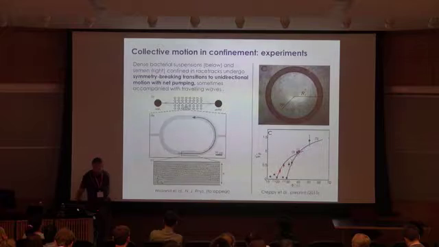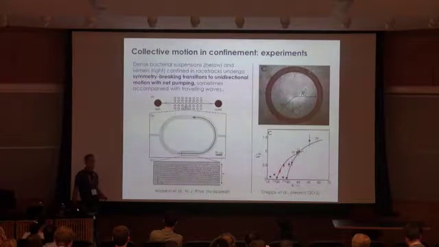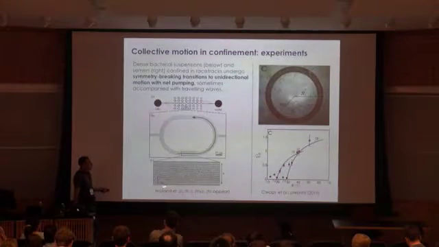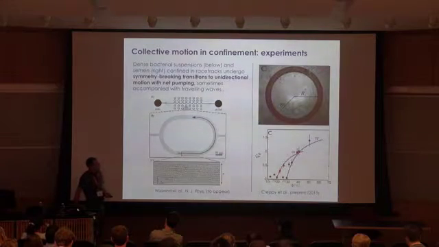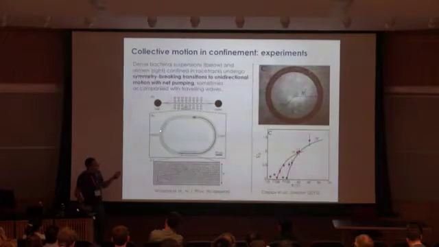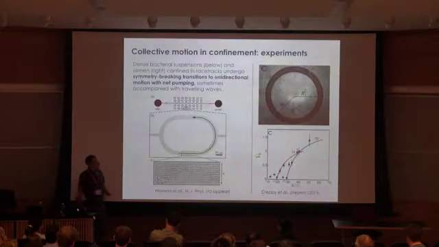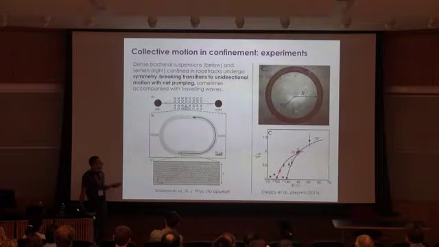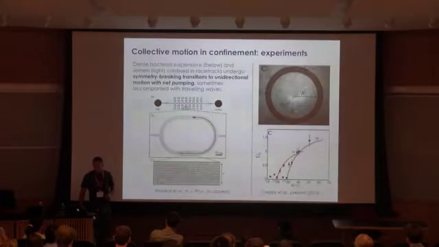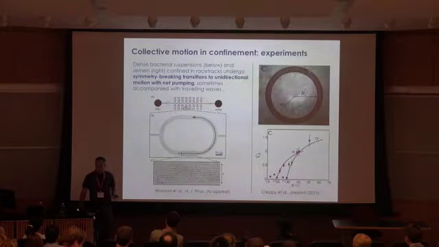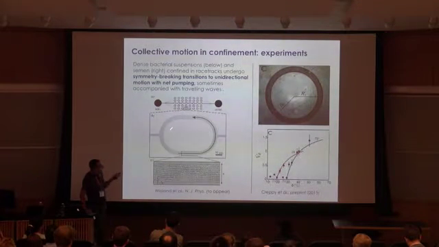Other related experiments more recently have looked at periodic channels, again from the group of Ray Goldstein. This is the thesis work of Hugo Violet, who looked at these periodic racetracks, again with dense bacterial suspensions, and what they observed is that the suspension spontaneously starts flowing in one direction. It picks either clockwise or counterclockwise, and then it continuously flows. So essentially you have a pump. This has been observed in bacterial suspensions.